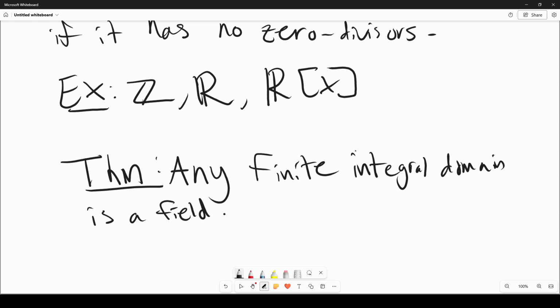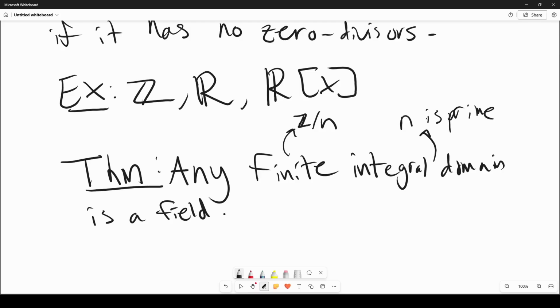And so what you should be thinking in your head is finite means maybe you look like something like Z mod n. This is not a great intuition, but maybe it should help you a little bit. And then integral domain tells me that n is prime.